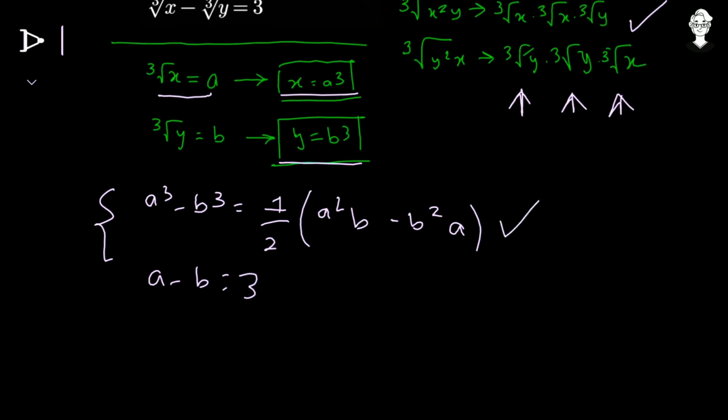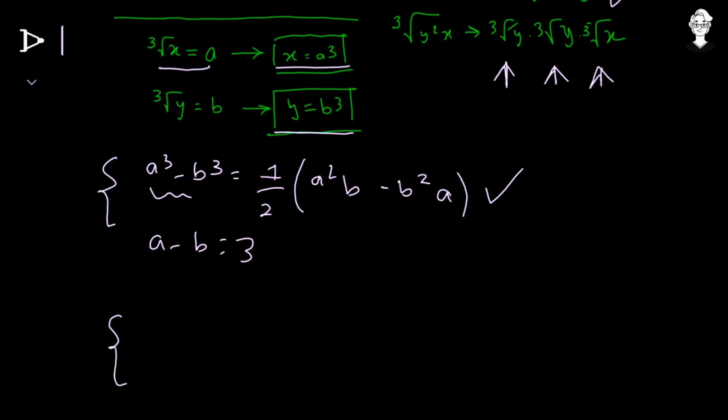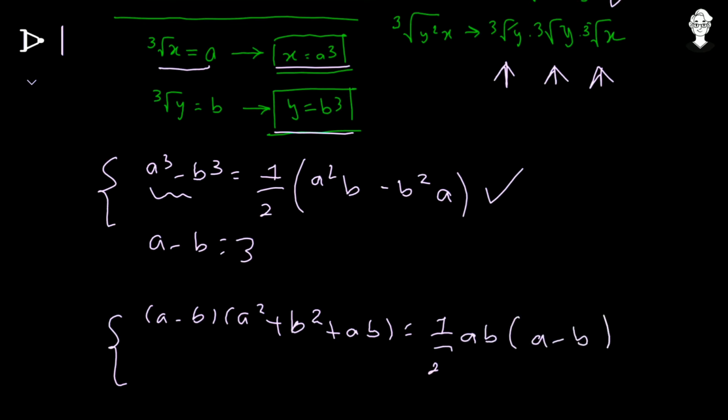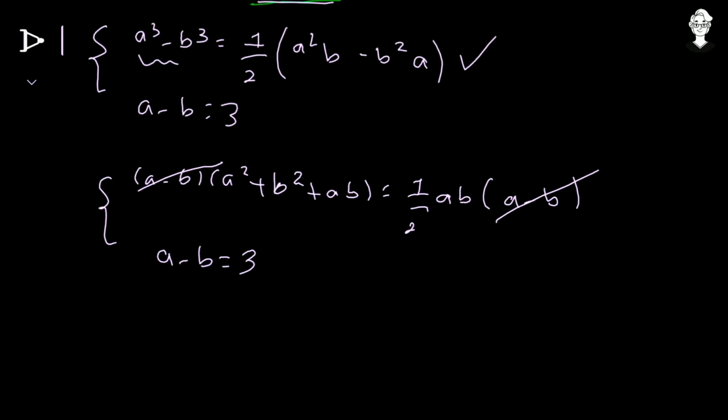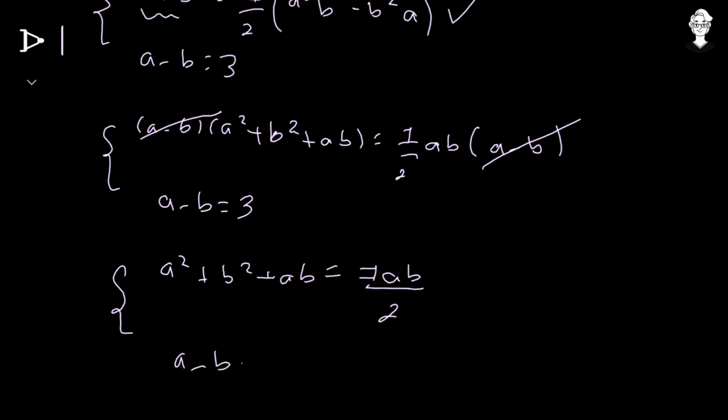From here I can take a minus b common, as you can see. Here it's a cube minus b cube, so I can open it with the identity. a cube minus b cube is a minus b into a square plus b square plus ab, and that is equal to 7 upon 2, ab taken common, and inside the bracket it remains a minus b, and below a minus b is equal to 3 as it is. Now from the first equation, a minus b gets cancelled out. So what I have is a square plus b square plus ab equal to 7 times ab upon 2, and the second equation is a minus b equals 3.